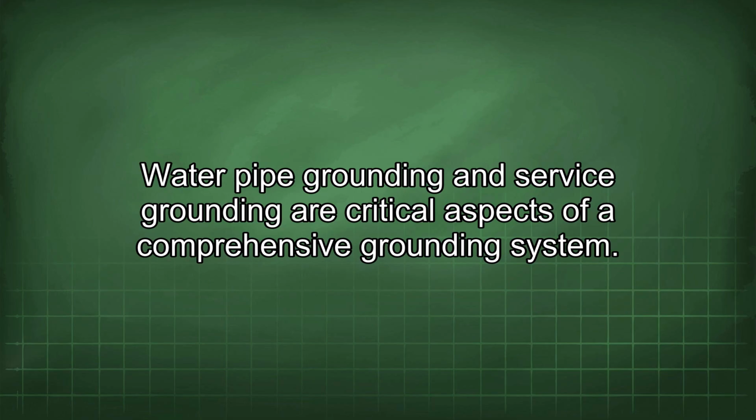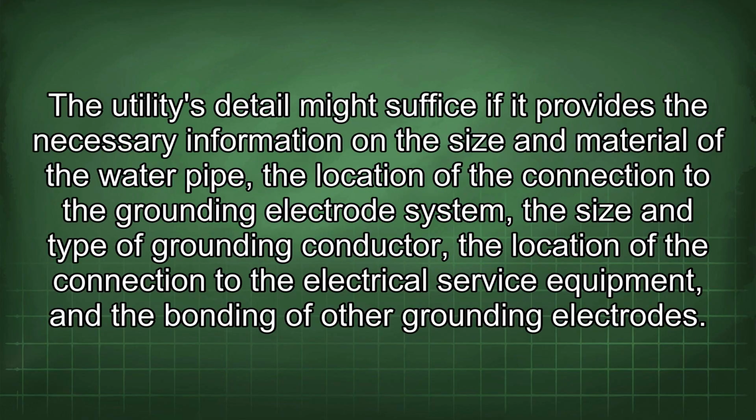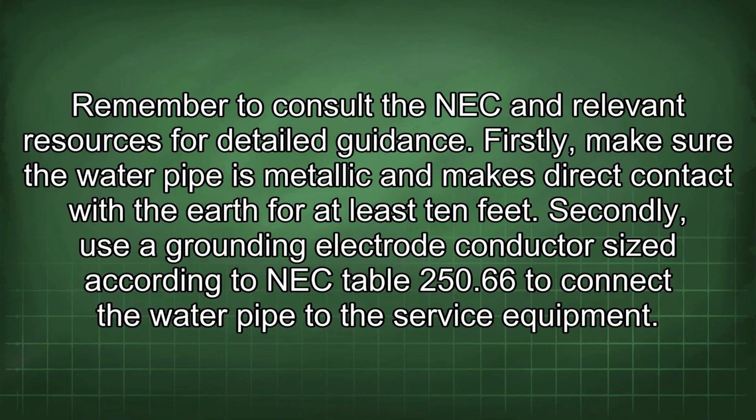Water pipe grounding and service grounding are critical aspects of a comprehensive grounding system. The utilities detail might suffice if it provides the necessary information on the size and material of the water pipe, the location of the connection to the grounding electrode system, the size and type of grounding conductor, the location of the connection to the electrical service equipment, and the bonding of other grounding electrodes. Remember to consult the NEC and relevant resources for detailed guidance.